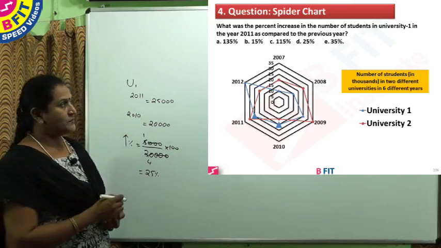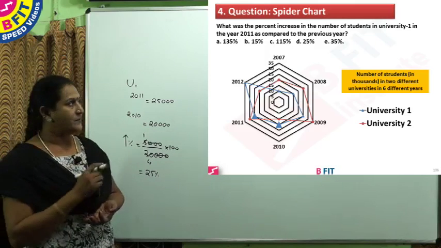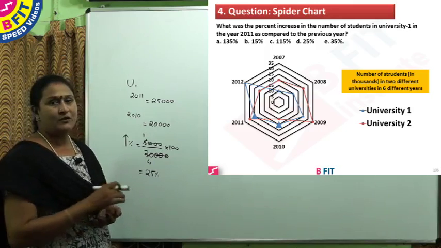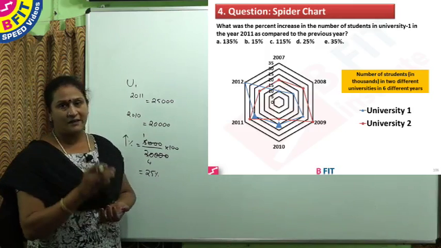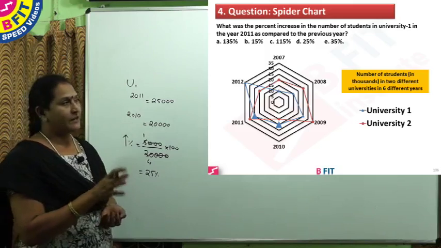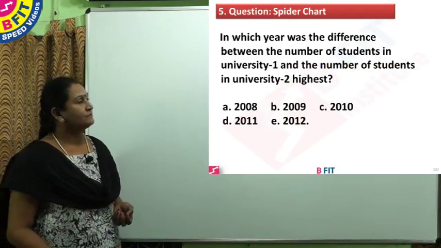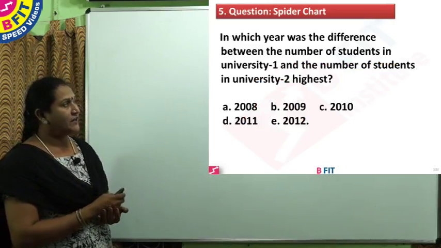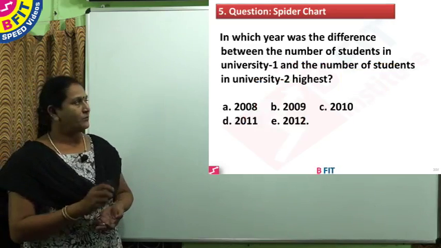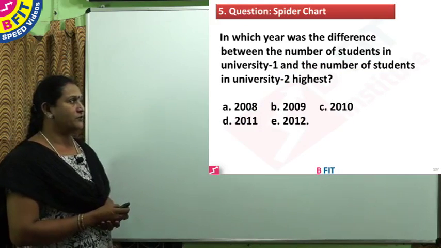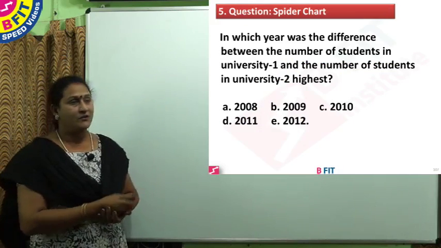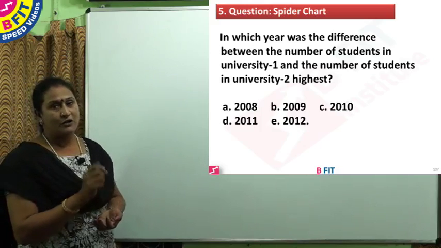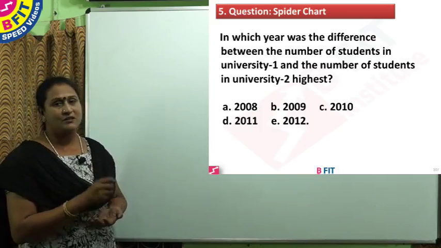So here option B is the answer, that is 25% is the percentage increase for University 1 from 2010 to the year 2011. So we will see the next question. The question is, in which year was the difference between the number of students in University 1 and the number of students in University 2 highest? So we are asked to find the difference in both the universities, in which year was it the highest.